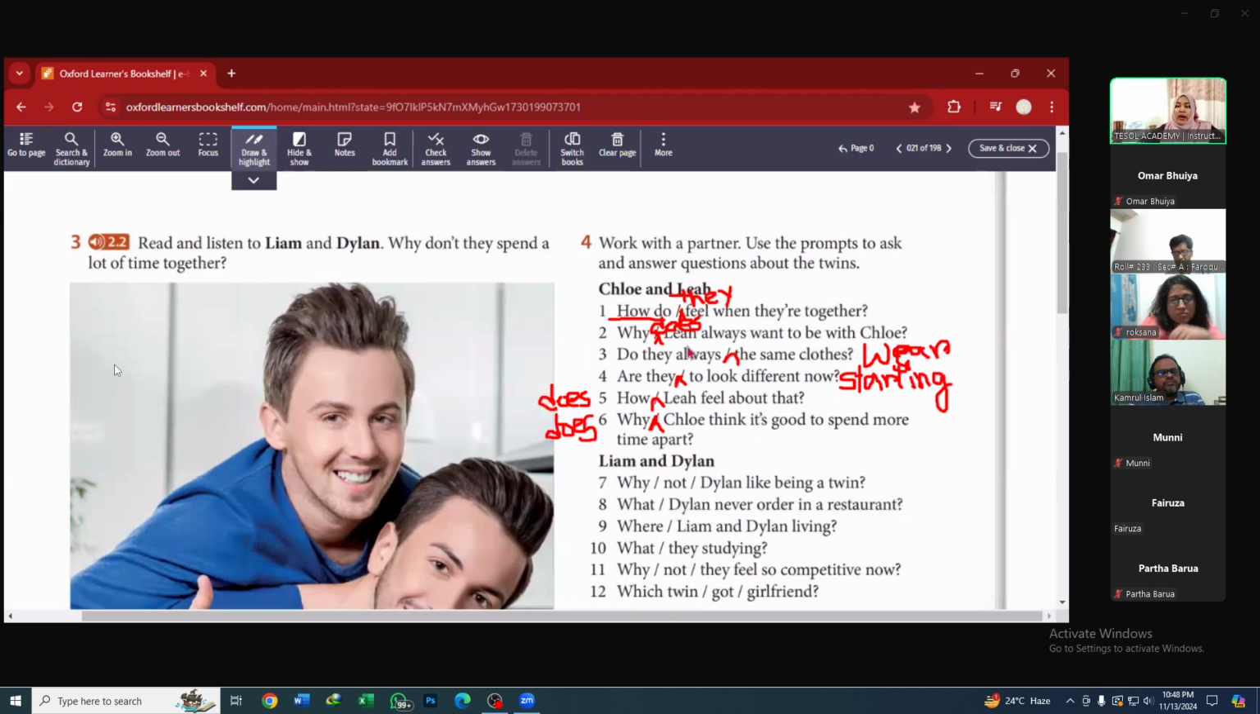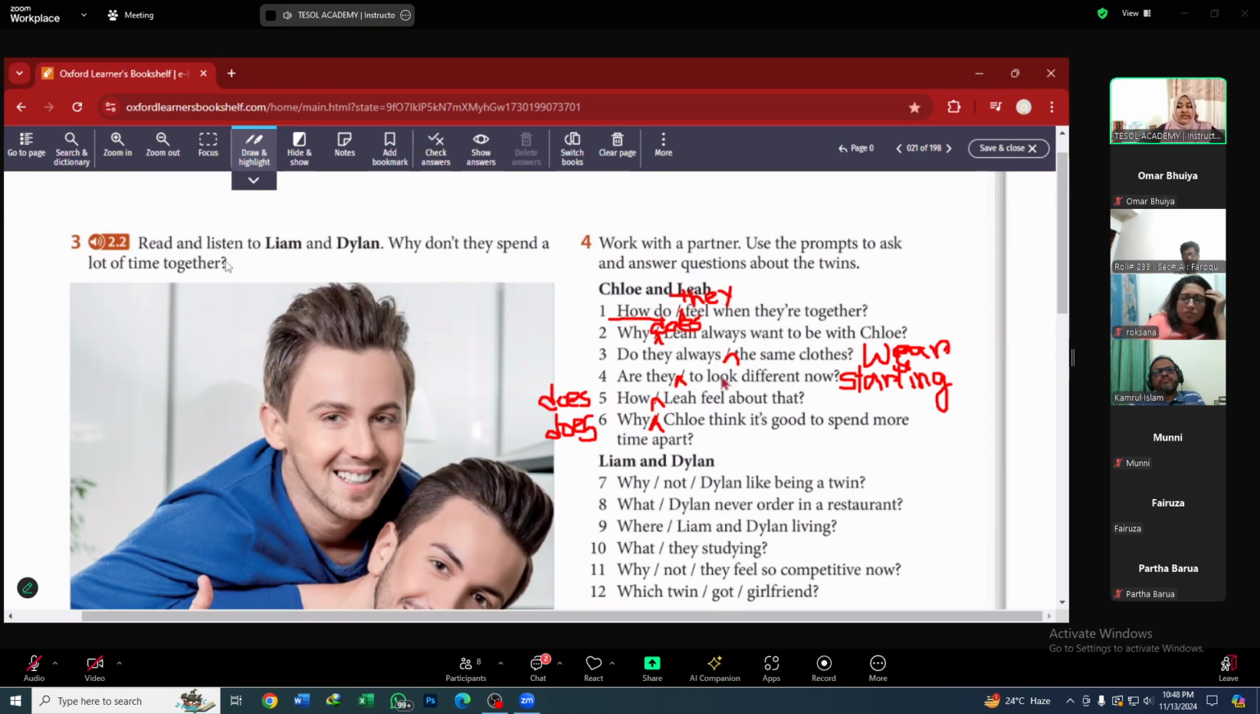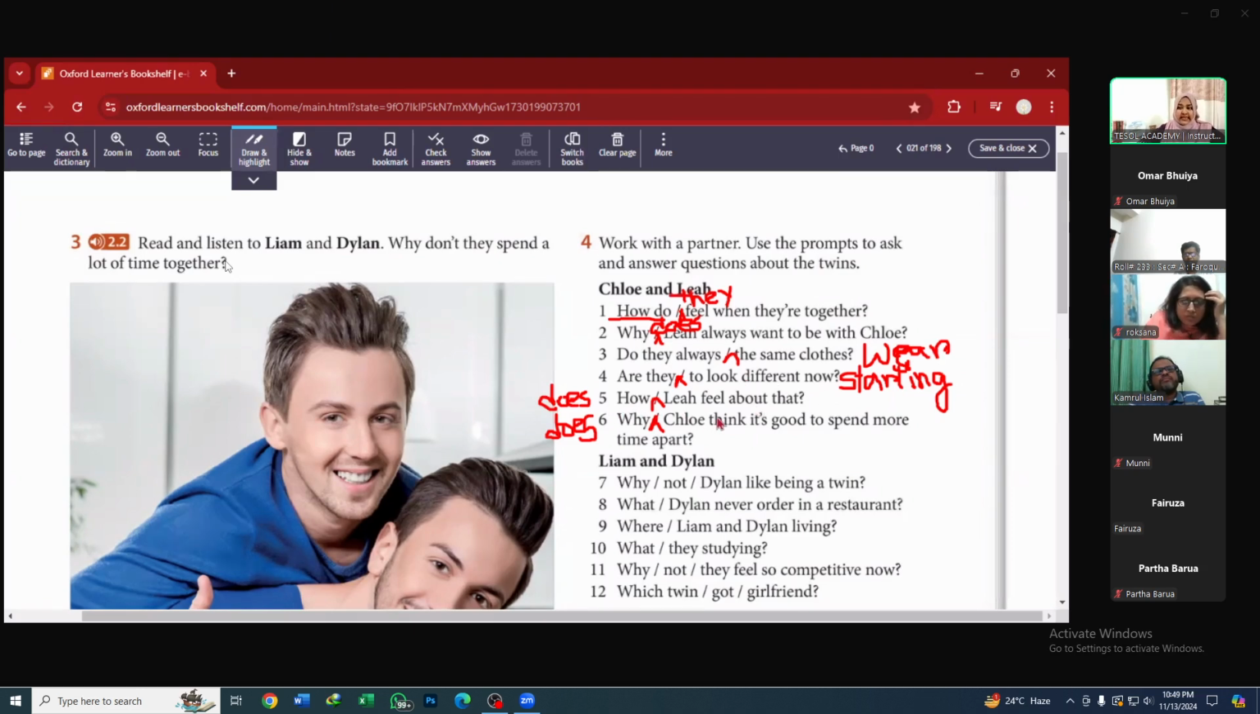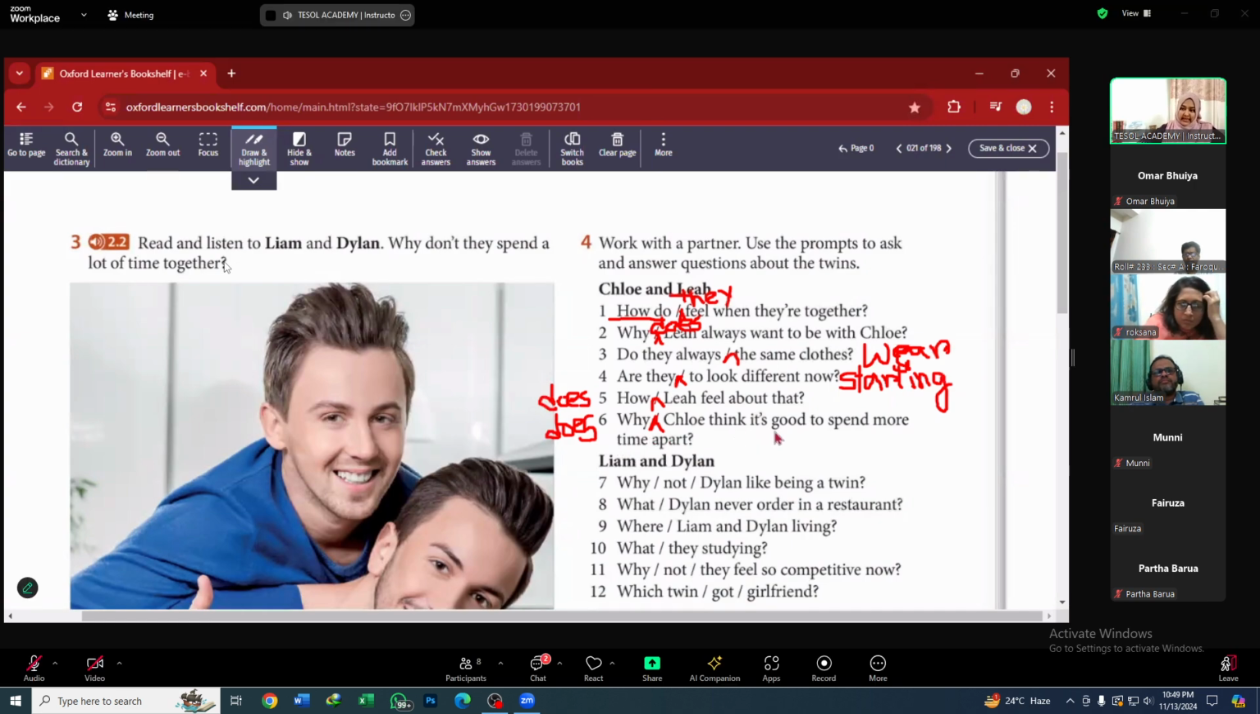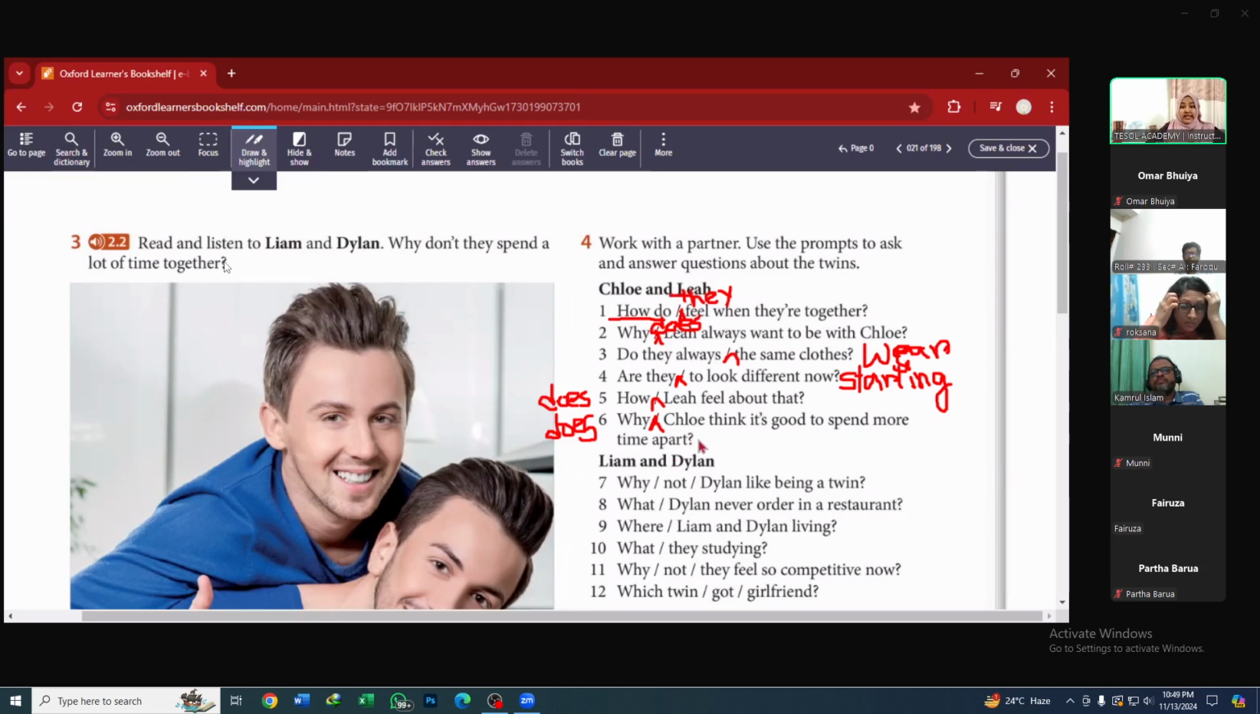Number 2, why does Leah always want to be with Chloe? Number 3, do they always wear the same clothes? Number 4, are they starting to look different now? Number 5, how does Leah feel about that? Number 6, why does Chloe think it's good to spend more time apart? Okay, so these were the questions.